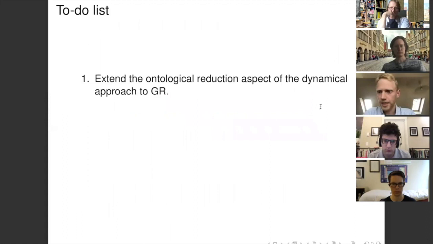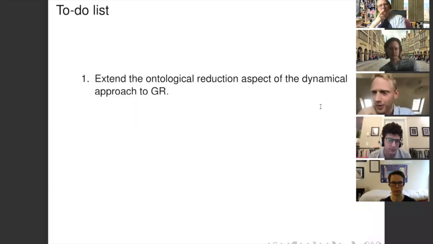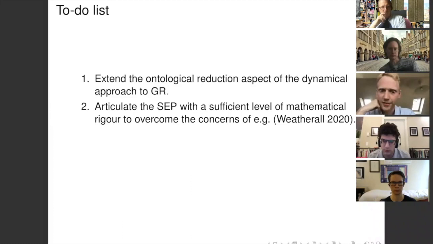I've talked about a number of things which have yet to be done, so I'll write this quick to-do list. And as Nick has already flagged, I'm trying to do the first one with Tushar. So first, extend the ontological reduction of the dynamical approach to GR. Second, articulate the strong equivalence principle with a sufficient level of mathematical precision to satisfy authors such as Wetherill. If you want to see his critiques, have a look at his 2020 paper.